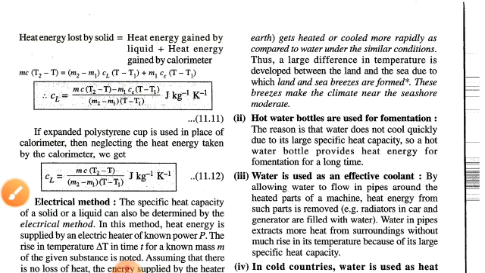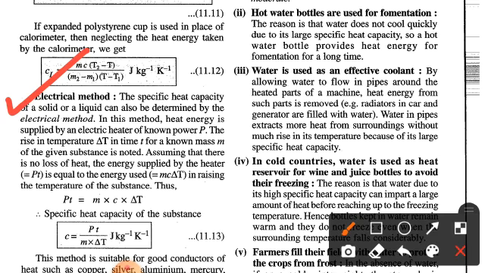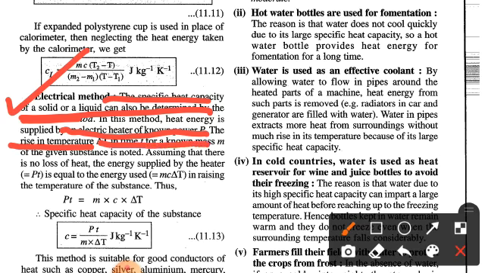Now there is an electrical method given here. What does the method say? According to this method, the specific heat capacity of a solid or a liquid can also be determined by the electrical method. This is the electrical method. So how will you determine the solid and liquid specific heat capacity by the electric method? In this method, heat energy is supplied by an electric heater whose power is capital P, and the rise in temperature delta T in time t for a known mass small m of a given substance is noted. Assuming that there is no loss of heat.